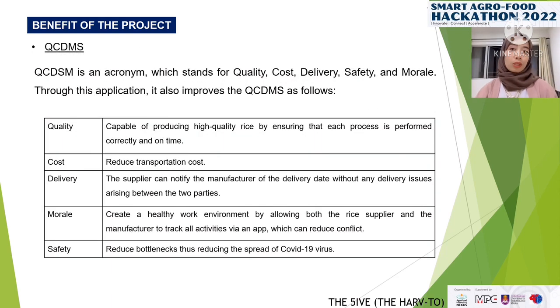Other than that, through this application, it also improves the QCDMS. Quality: it is capable of producing high-quality rice by ensuring that each process is performed correctly and on time. Cost: reduced transportation costs. Delivery: the supplier can notify the manufacturer of the delivery date without any delivery issue arising between the two parties. Moreover, it creates a healthy work environment by allowing both the supplier and the manufacturer to track all activities via an application, which can reduce conflict. Safety: reduced bottlenecks, thus reducing the spread of the COVID-19 virus.